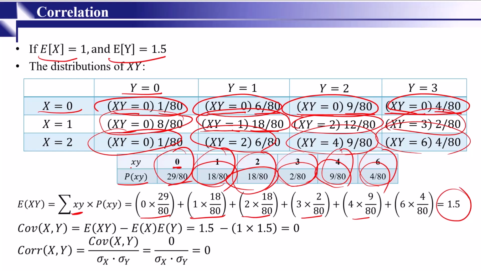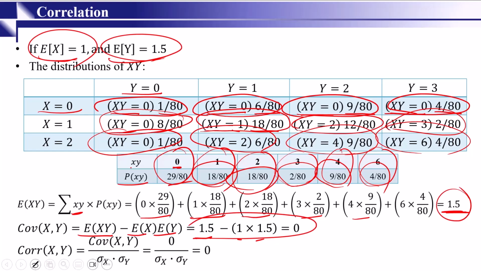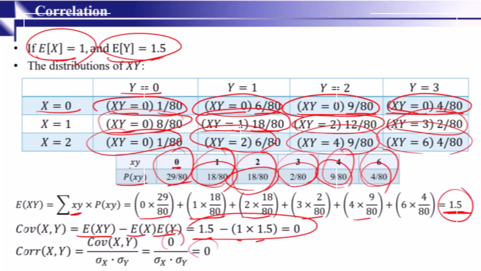Then covariance is equal to the expected value of x multiplied by y minus the expected value of x times the expected value of y. So we find that the expected value of x, y is equal to 1.5 minus the expected value of x, which is 1, times the expected value of y, which is 1.5, and the covariance is equal to 0. Then the correlation is covariance divided by sigma x, sigma y. So it is 0 since the covariance is 0. It means there is no relationship between variables x and y.